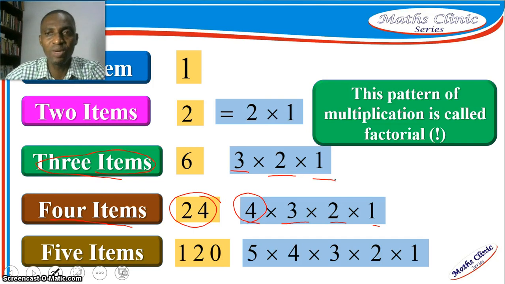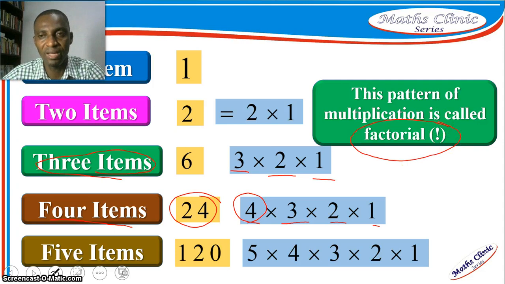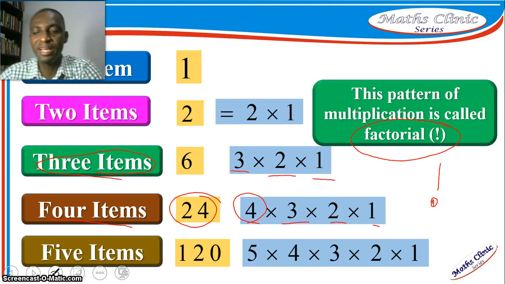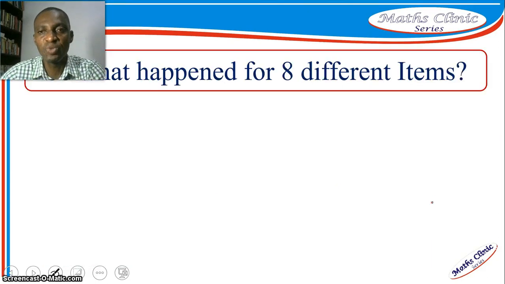Now this pattern of multiplication is what we refer to as factorial. And the symbol is there. You see something like an exclamation mark being subscripted. Alright, so that is it.